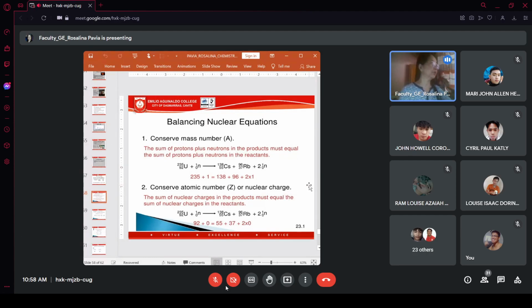Actually, class, pag nagbabalance kayo ng nuclear reaction, the first thing that you need to do is check yung atomic number. Check nyo muna yung atomic number. Kung balance siya, doon kayo magbe-base. Kung hindi pa, kailangan may maidagdag kayo. So, that is how to balance nuclear reaction when you are going to consider only the number of neutrons and the number of protons. Okay? Walang decay ito, ha. It's just mere balancing of radioisotopes by making use of the addition of neutrons to both sides of the equation. Okay? Addition lang ito, ha?